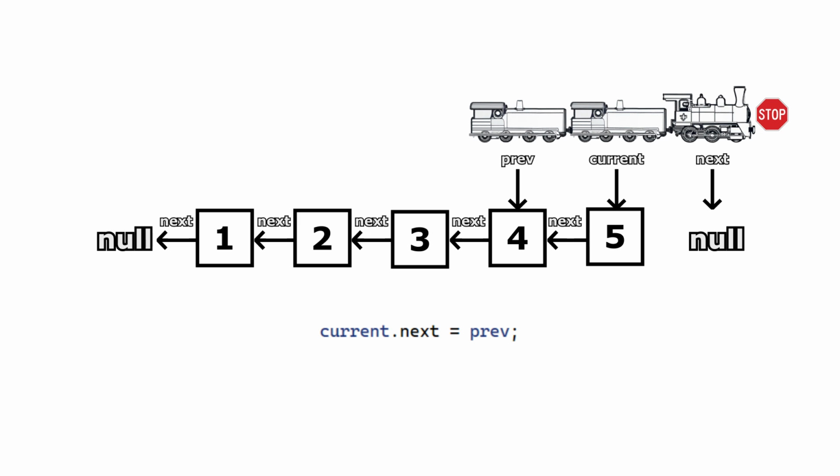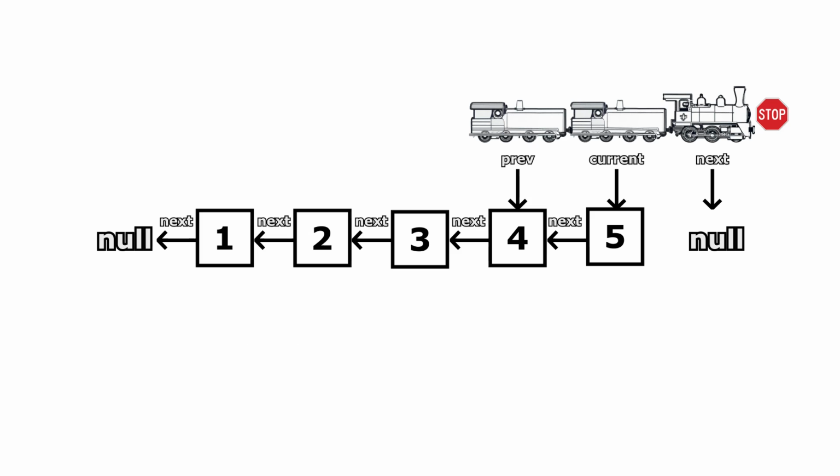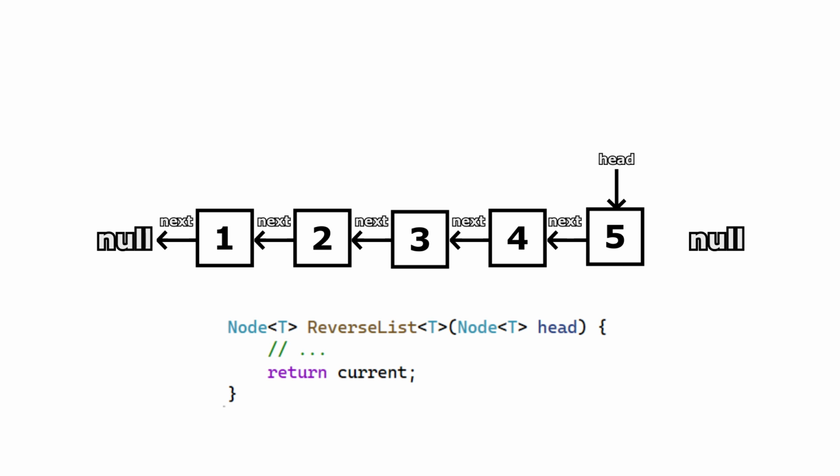To accomplish this in code, we can use a while true loop and break out in the middle. Don't forget, when you're done, we have to update the head pointer to point to the last node of the list, which is now the first node of the list. Sometimes you do this by updating a field on a list class, and sometimes you just return the head of the new list from the function.